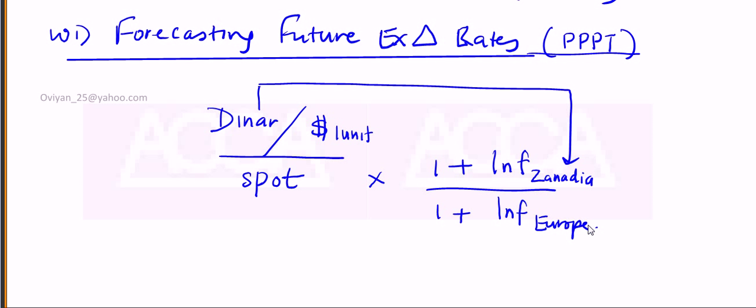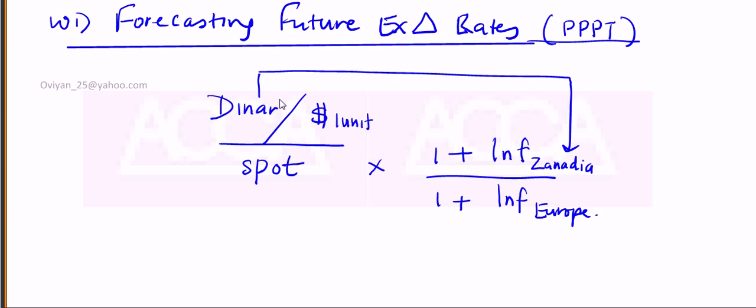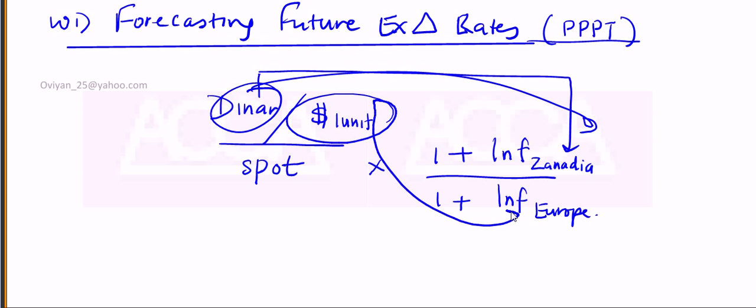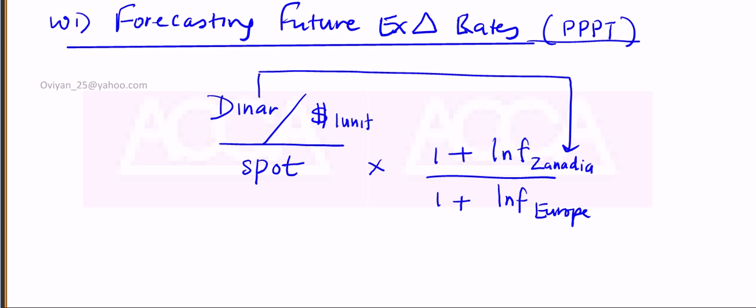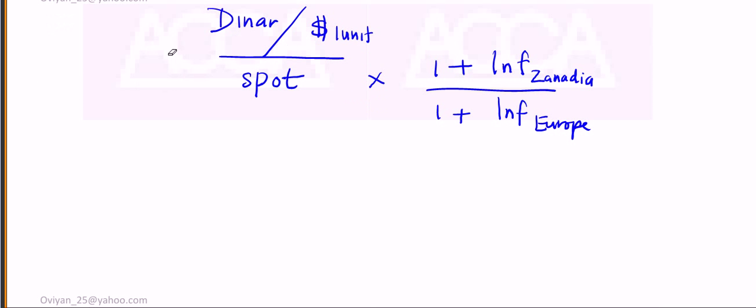Very simple. You've got to make sure how the rate is quoted, whether in a direct manner or an indirect manner. It doesn't matter about direct or indirect. Just make sure if the first currency is dinar, then the top must be the dinar country, and if this is in dollar, then it has to be that European country. Okay, so that is what you have to know first. Next, we are going to forecast the spot rates for the future.